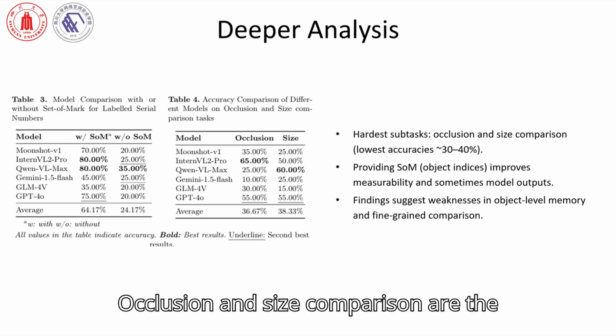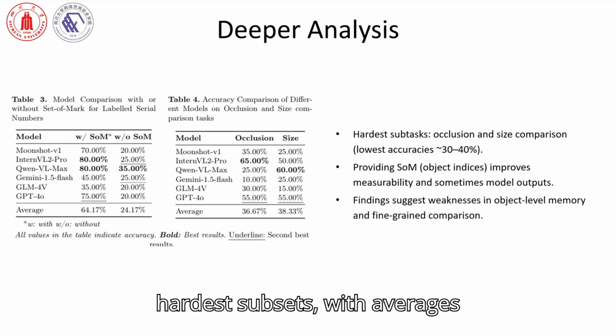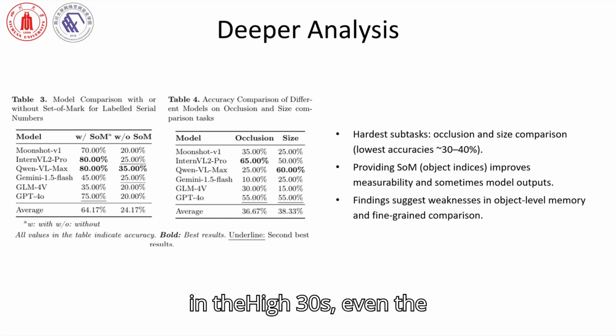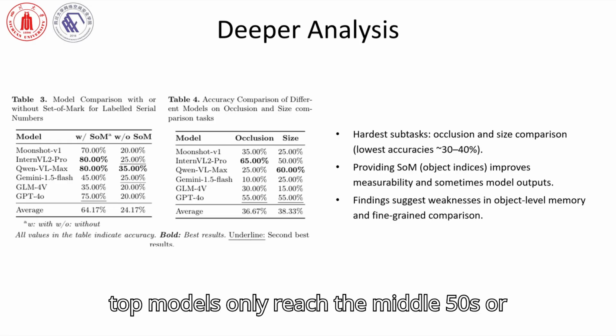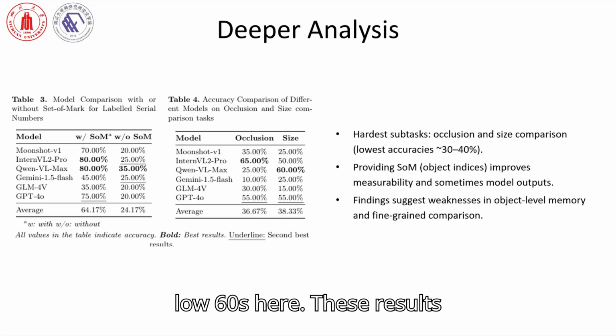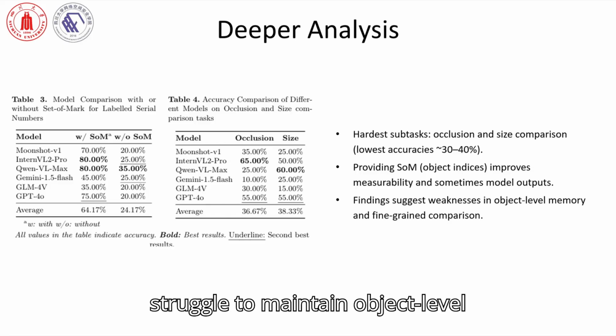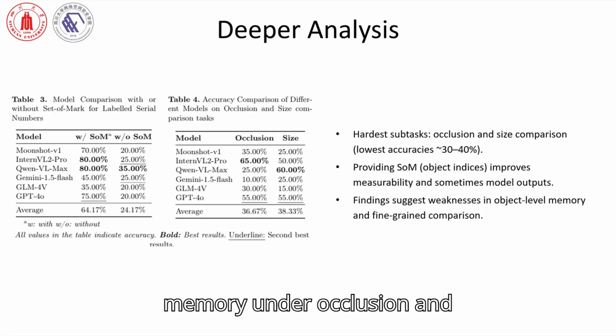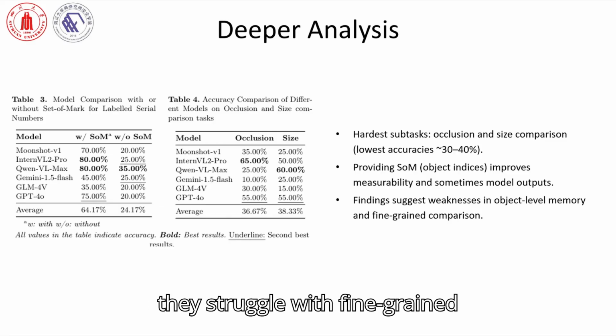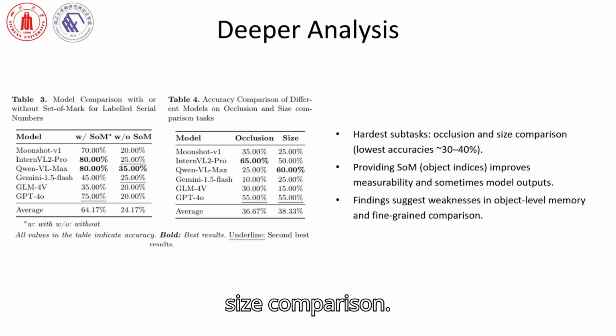Occlusion and size comparison are the hardest subsets. With averages in the high 30s, even the top models only reach the middle 50s or low 60s here. These results suggest 2 weaknesses. Models struggle to maintain object-level memory under occlusion, and they struggle with fine-grained size comparison.